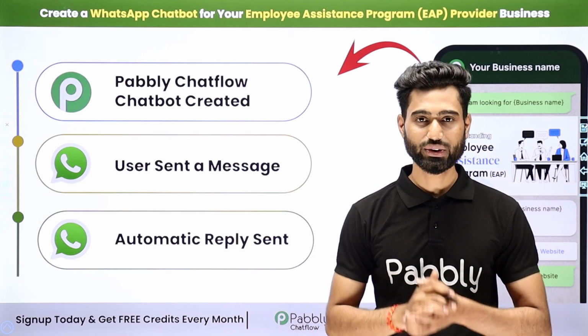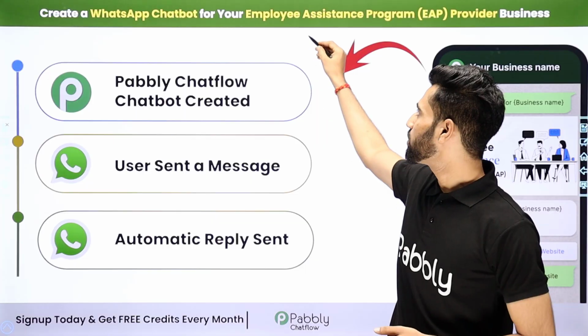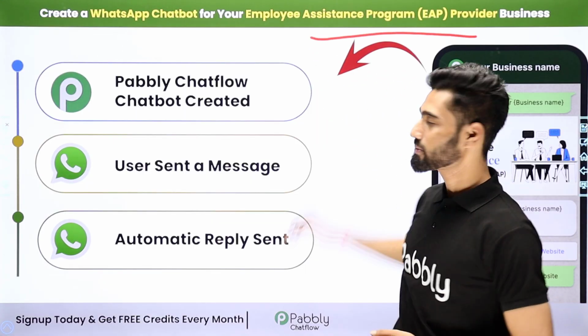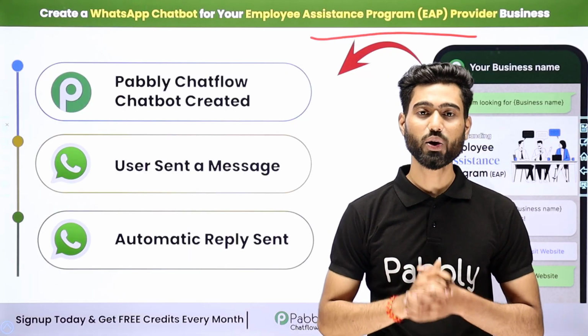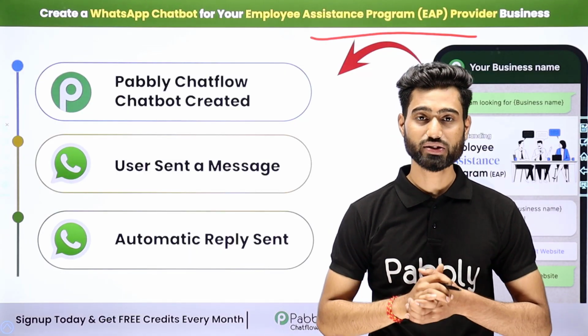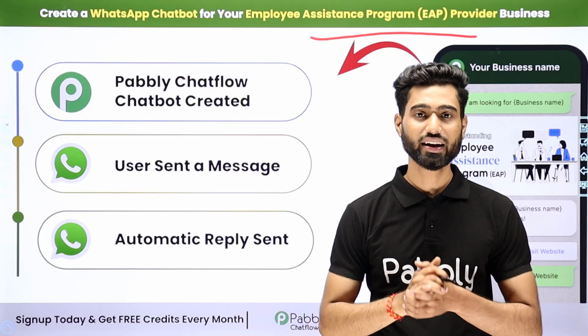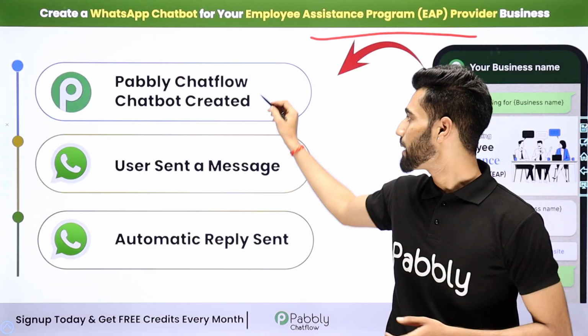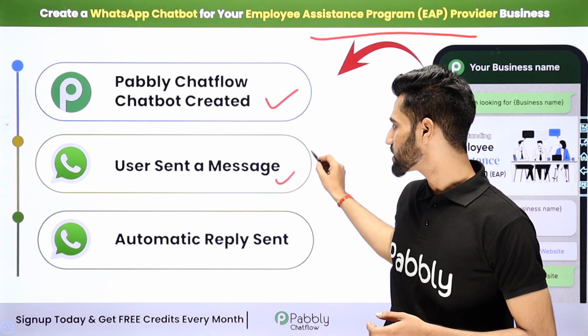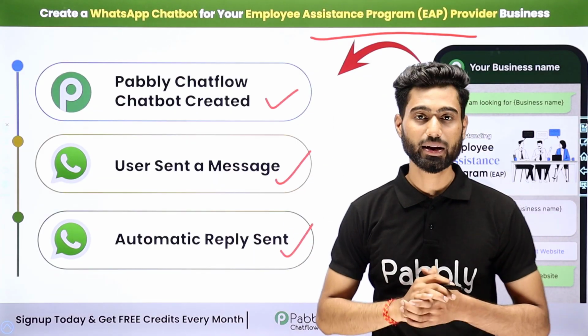In this video, we are going to learn how to create a WhatsApp chatbot for your employee assistance program provider business. Suppose as an employee assistance program provider business, I use a WhatsApp chatbot to let employees book counseling sessions, share wellness tips and access emergency support. We can automate this process with the help of Pabbly Chatflow WhatsApp chatbot. When users send a message, the chatbot automatically replies.